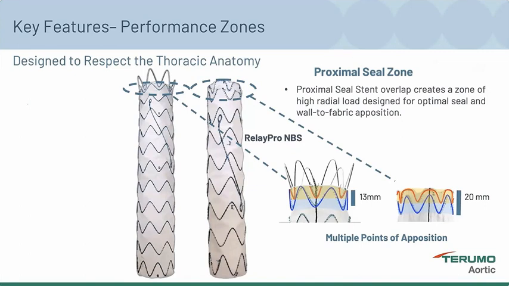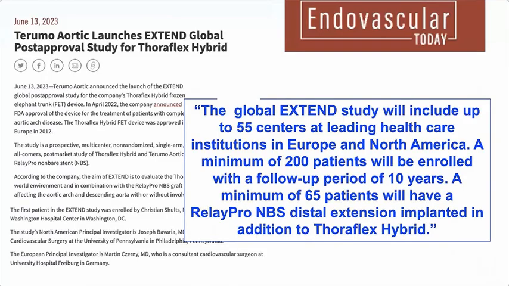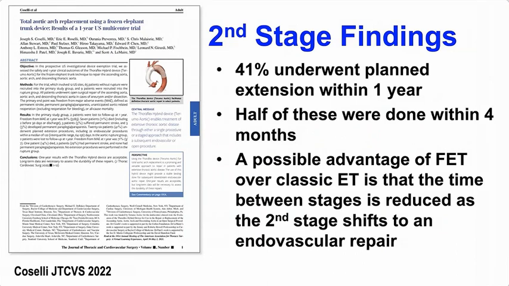As a consequence, the recommendation would be the Relay Pro NBS, which, as I might mention, has no open web wires and has a 20 millimeter versus a 13 millimeter apposition built into it. And to evaluate this, there's the Global Extend study, and this will include up to 55 centers in Europe and North America with 2,200 patients and follow-up for 10 years, and at least 65 will have this Relay Pro NBS. And it is a prospective, multi-center, non-randomized, single-arm trial.